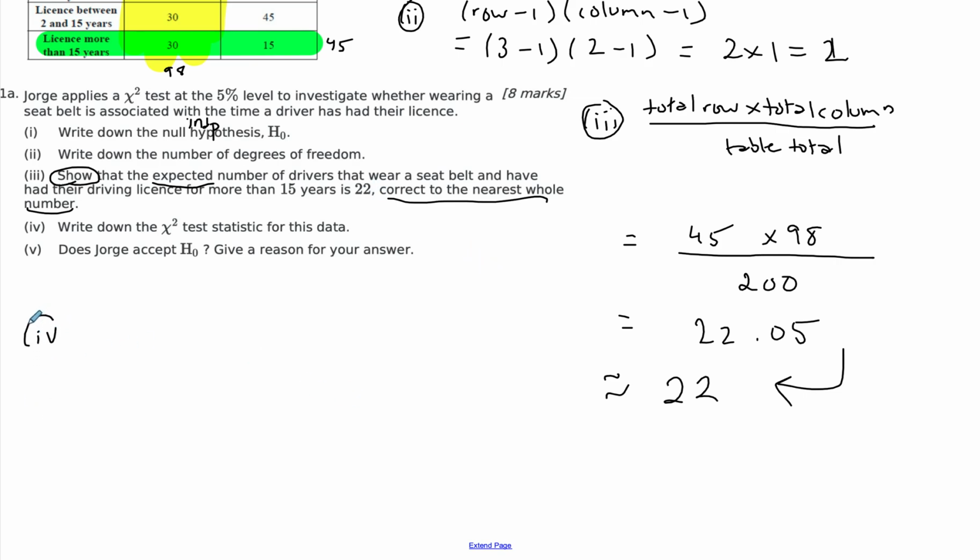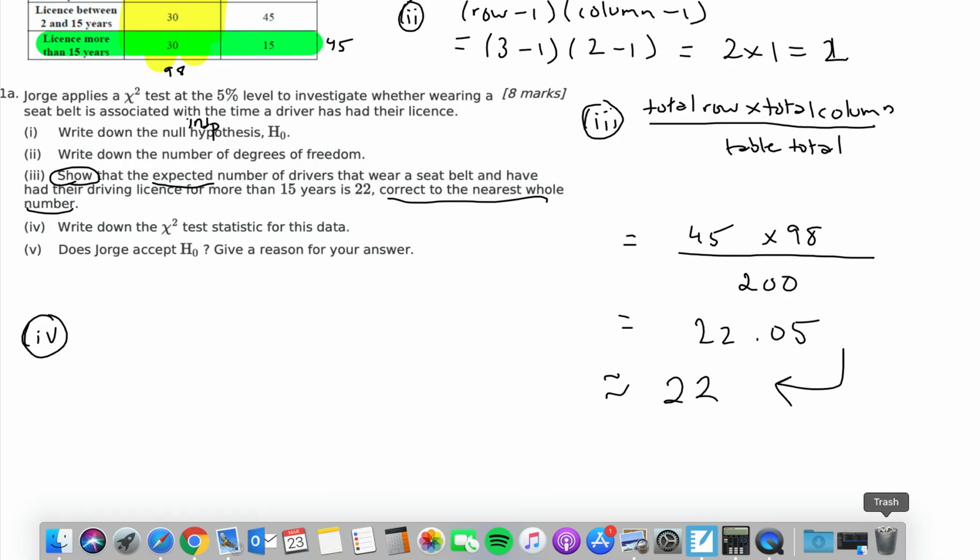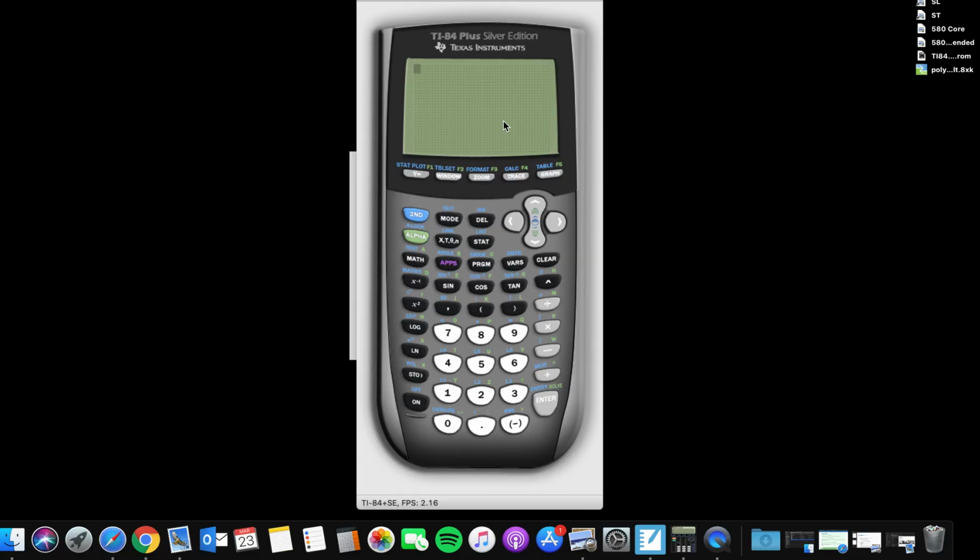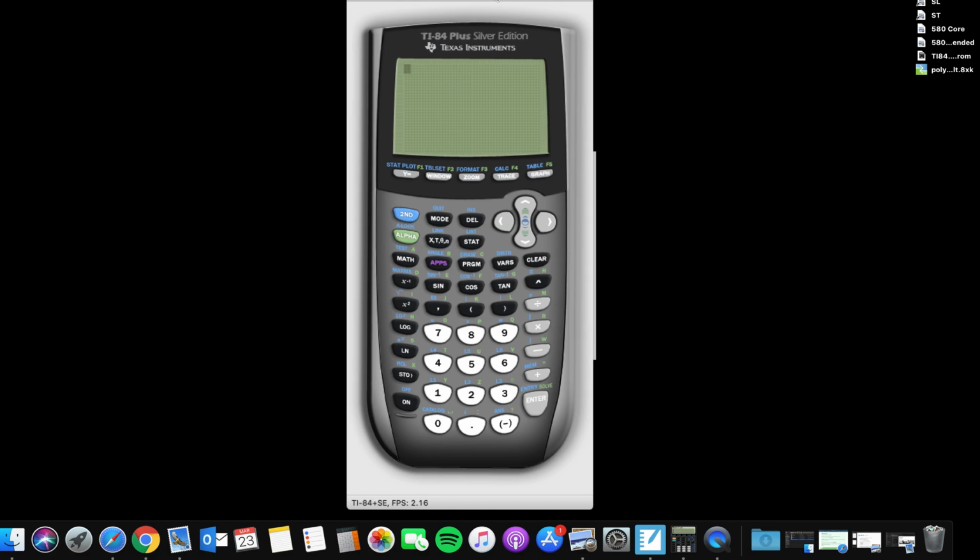Now for part 5, we have the chi-square test statistic, and you need to use the calculator for this. So having the calculator already set up, you're going to have to set it up on the matrix. You're going to go second and then matrix here, and it's going to open the tables for you. This might be empty, it might be full, it doesn't matter. You're going to go to edit and go to the first one. In the edit, you're going to put the matrix down. So we have 3 rows and 2 columns, and then you put the numbers down.